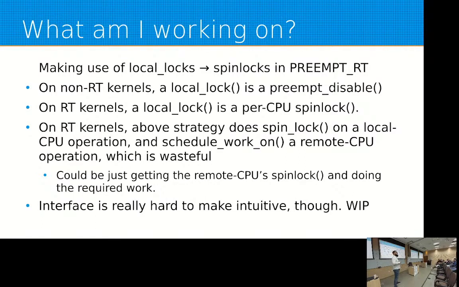Yeah, don't you create a scalability issue on the non-RT kernels when you replace the local lock with the spin lock on the hot path? Sorry, can you repeat the question? So on non-RT kernels, when you replace the local lock on the hot path with the spin lock, you create a scalability problem.